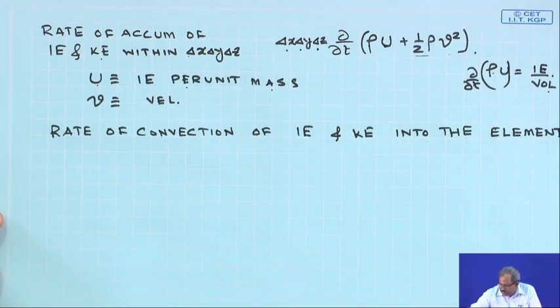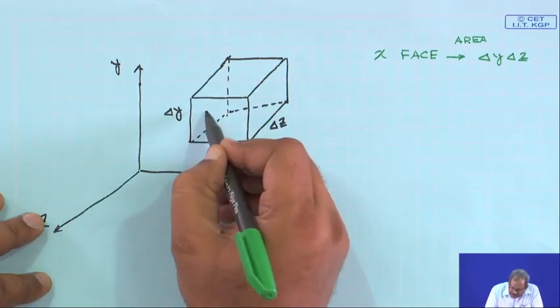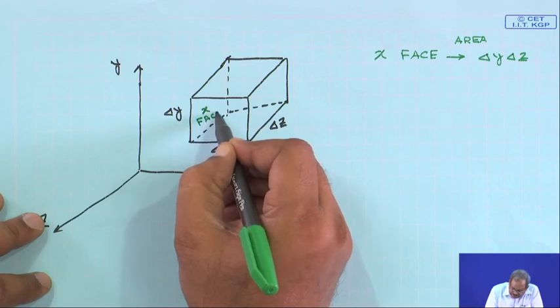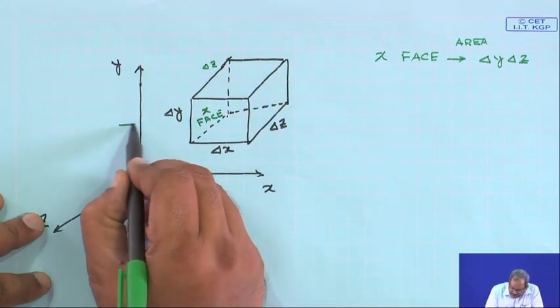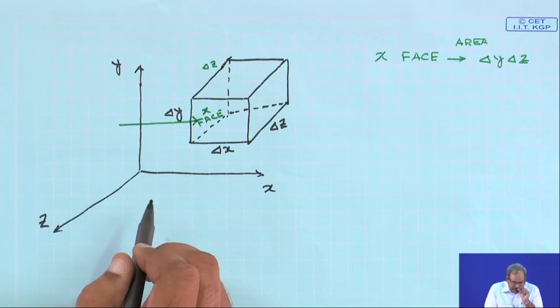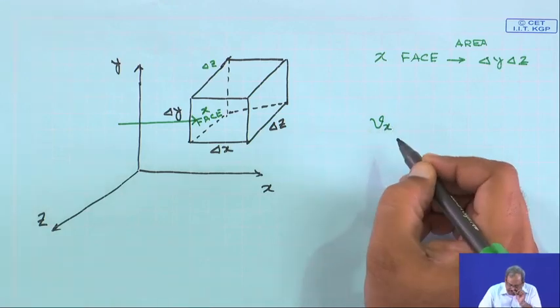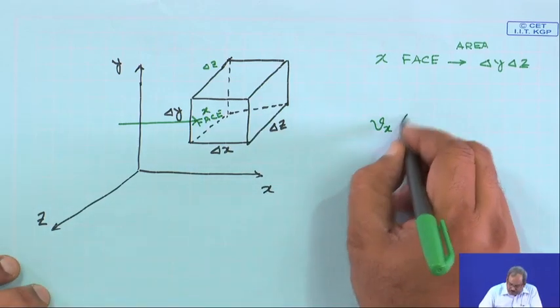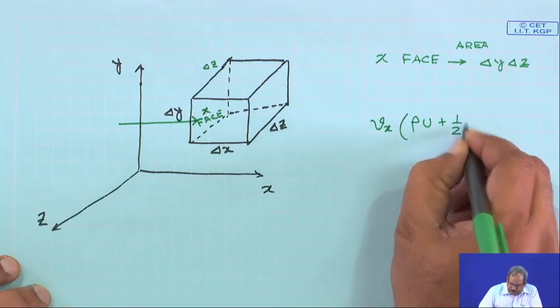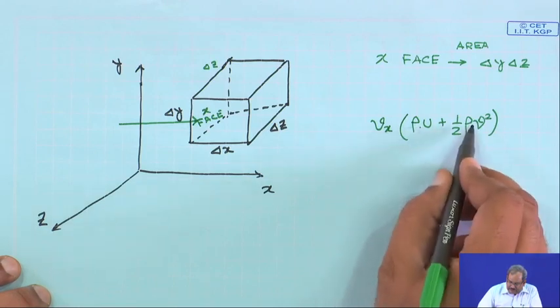Let us pick this figure. In this figure, this is my x face, which has area of del y and del z. Some amount of fluid is going to enter through this x face, and let us say the velocity with which it comes into this control volume is Vx. The energy carried is rho u plus half rho v square. This is the internal and kinetic energy.